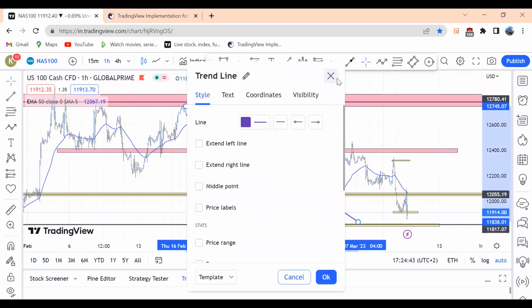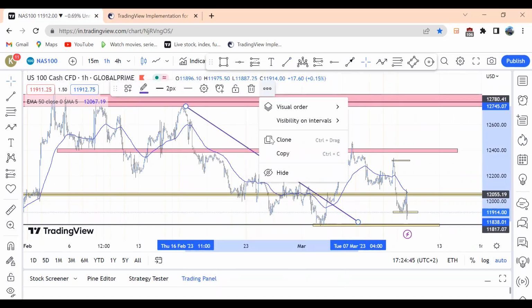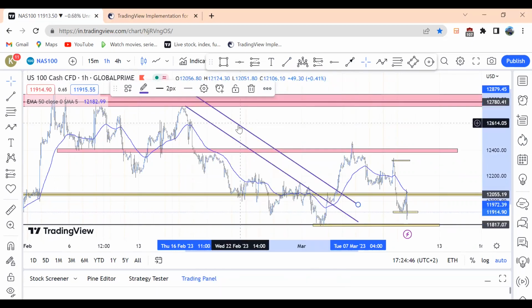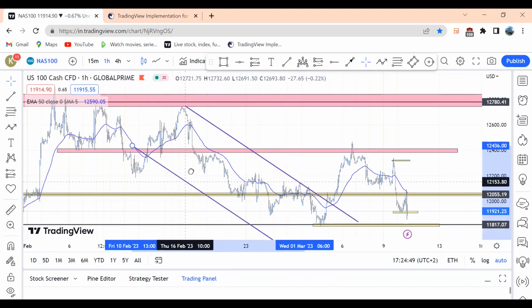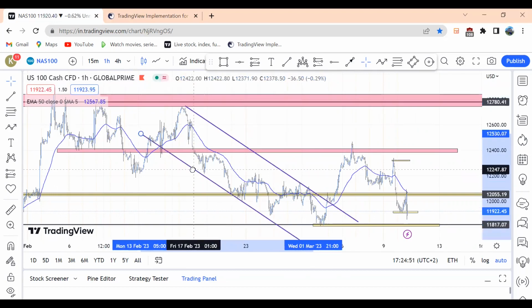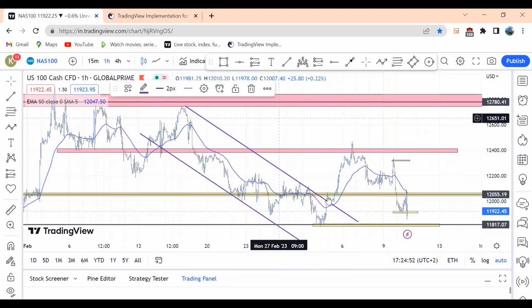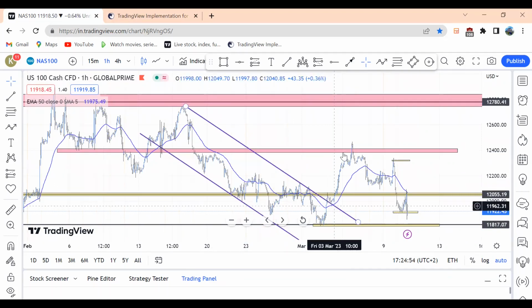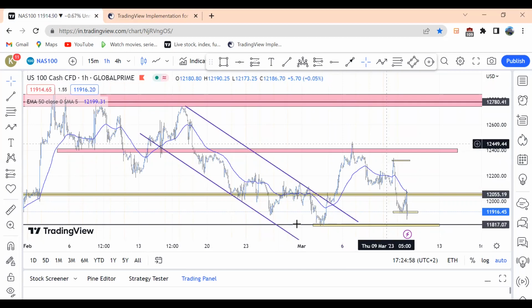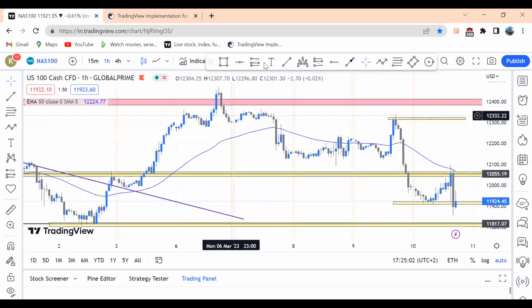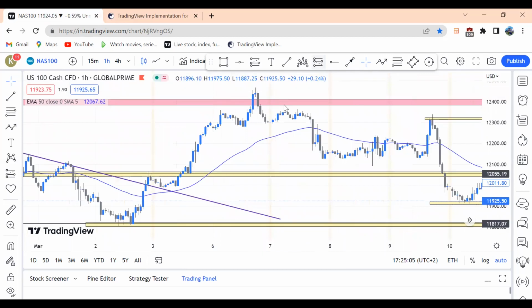Let me just clone this. We understand that we are on a downtrend. So the market broke this trend, retested it, then pushed to the upside. It gave us a head and shoulders, and this head and shoulders, guys, was beautiful. We caught this move here.